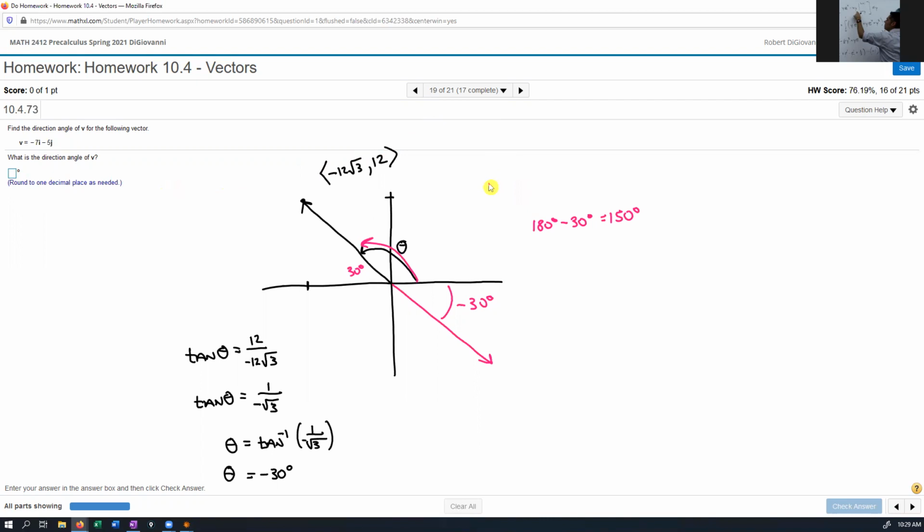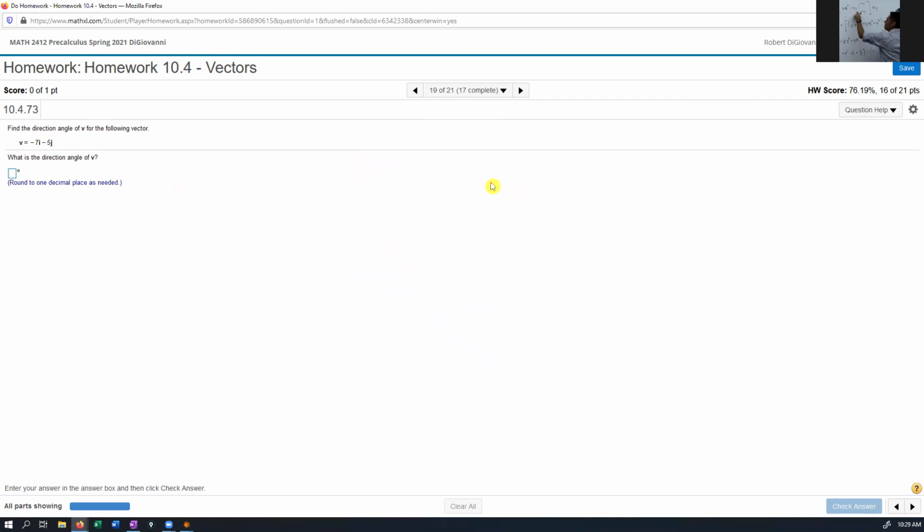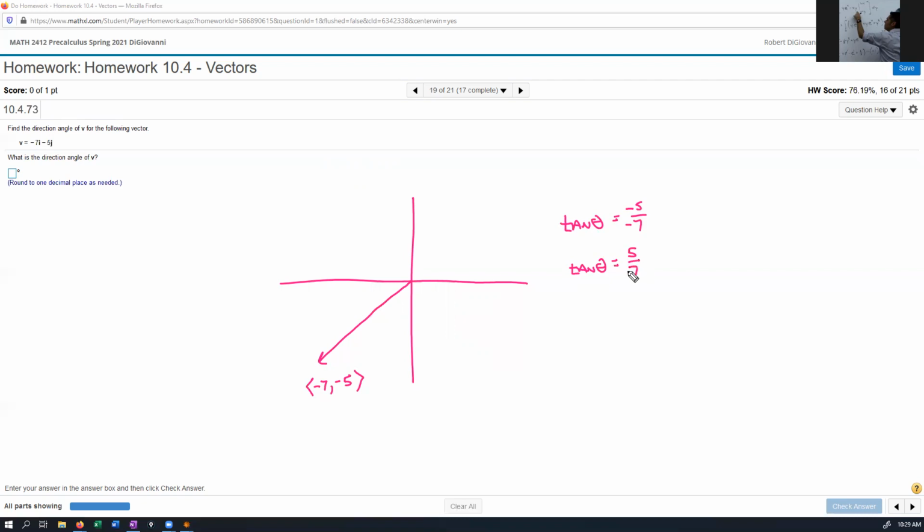All right, so on this one, find the direction angle for the following vector. Same story. Let's draw the vector -7, -5. So it's going to be somewhere over here. I'm going to do tangent of theta is the y coordinate over the x coordinate. And that means that tangent of theta, they're both negative, so I can just go 5/7.